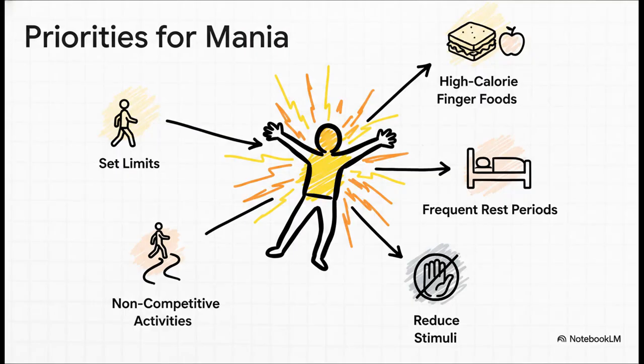So when you have a client in a manic state, what's your priority? It's all about safety and managing that incredible nonstop energy. This person is physically running on overdrive. They are burning thousands of calories and might not stop to eat or sleep, which is incredibly dangerous. That's why things like high-calorie finger foods are a go-to intervention. They can eat while they're moving. We also need to get them to rest, reduce the stimulation around them, and provide safe outlets for all that physical energy, all while setting clear, firm limits.